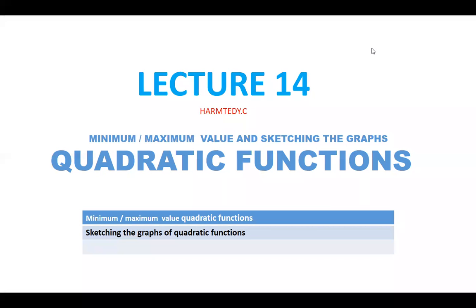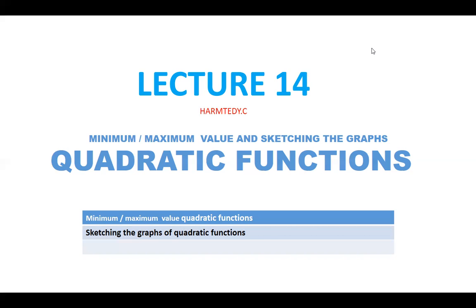Right, so welcome to today's lecture. Today we are discussing quadratic functions, and to be specific, we'll be looking at how you can sketch the curve of a quadratic function. Sketching curves of quadratic functions requires you to know certain things, certain steps. So we are going to discuss those steps today.